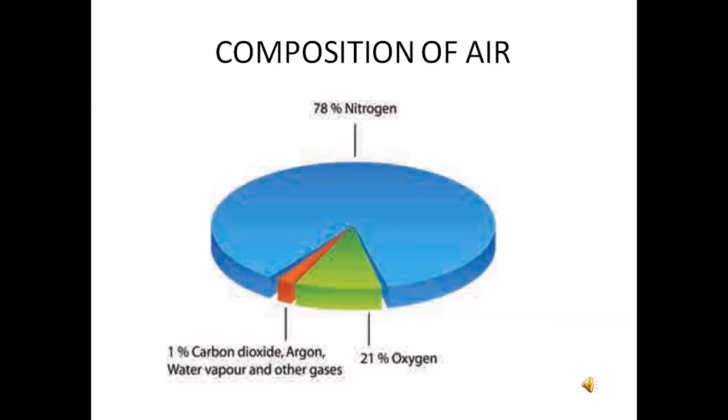In addition to nitrogen and oxygen gases, air also contains small amounts of carbon dioxide, water vapor and some other gases like argon, helium, etc. The air may also contain some dust particles. So the composition of air in terms of percentage of its various components can be written as 78% nitrogen, 21% oxygen, 1% carbon dioxide, argon, water vapor and other gases.